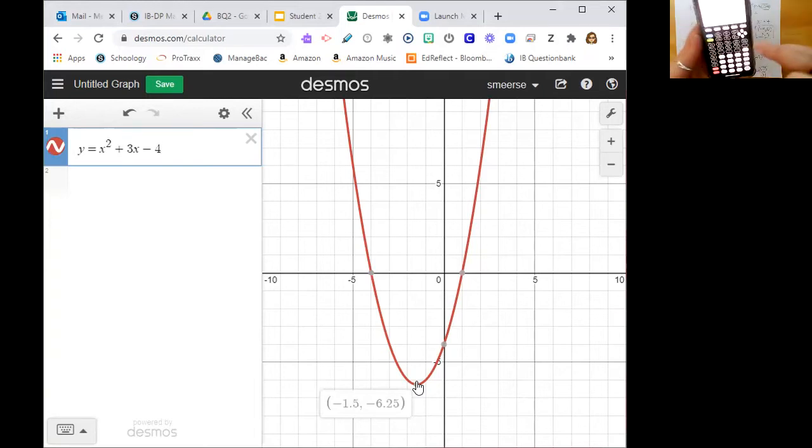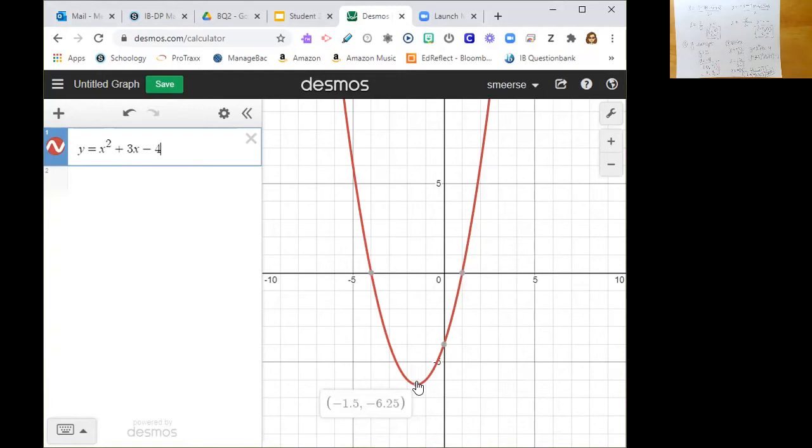Early in the morning, everybody. So I did +1.5 by accident. Let's put in a -1.5. Let's square it. And then let's do +3 times -1.5 minus 4. So math teachers do make mistakes. We see we have a -6.25. So let's just correct that on our paper, -6.25. And we see that that is a minimum. So I'm just going to put min here. And that was great that I was able to use Desmos. I was able to see that I made a mistake, and now I'm able to correct it.